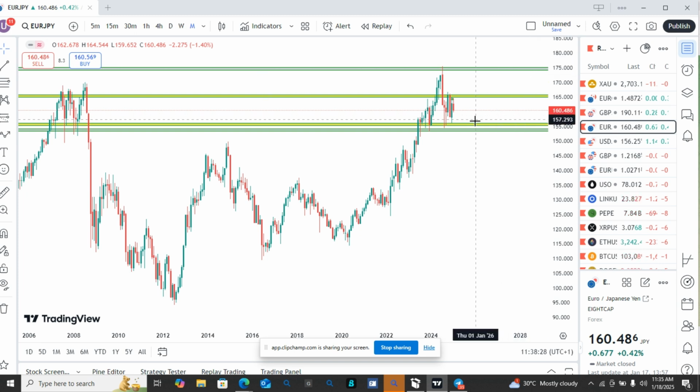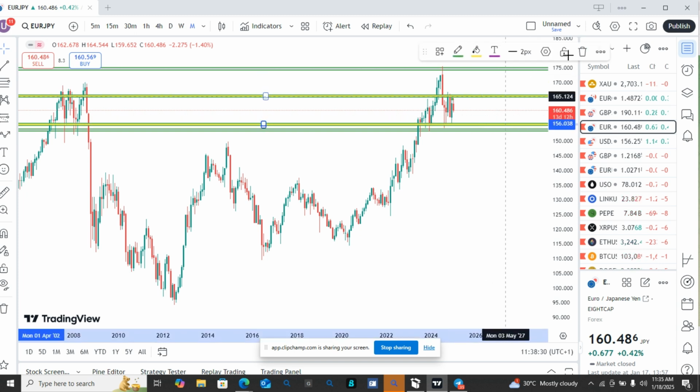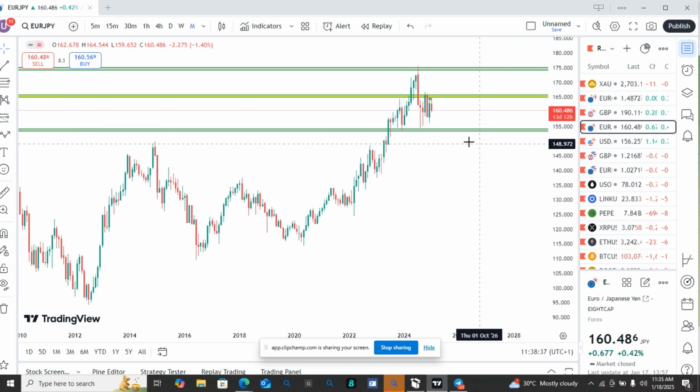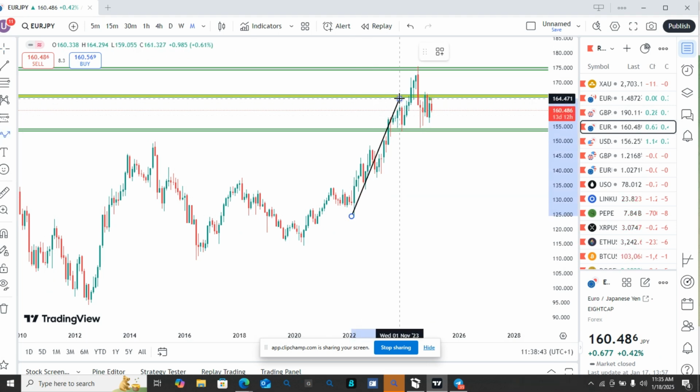So this is our Euro JPY on a monthly time frame. Let me leave this chart, it's a bit clearer now. On a monthly time frame, what happened is that price has pushed up to this zone: higher high, higher low, another higher high, and another higher low.